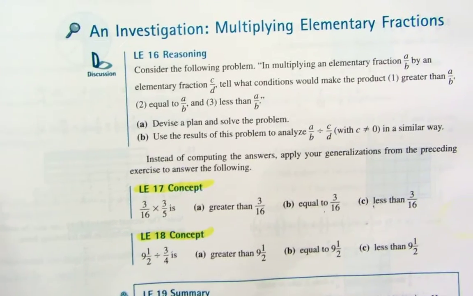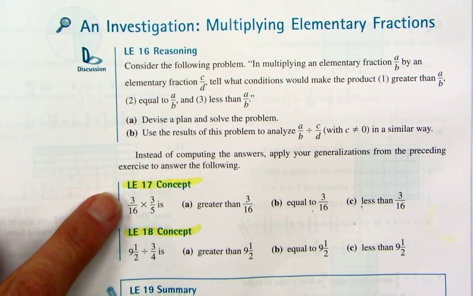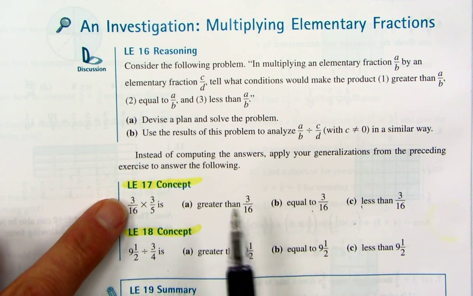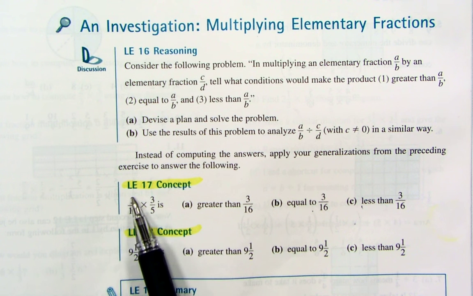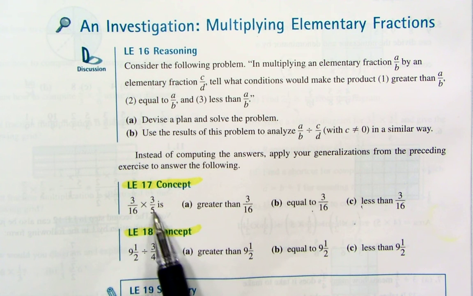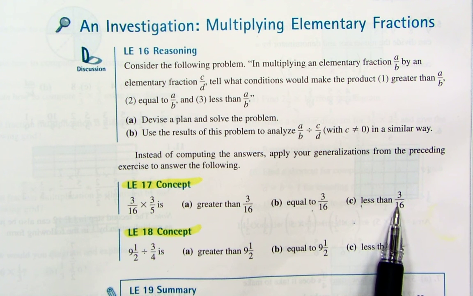In the next section, they're talking about what happens when you multiply by a fraction. Does something get larger or smaller? So in lesson exercise 17, 3/16 times 3/5, that's going to make it smaller. So that answer is less than 3/16.